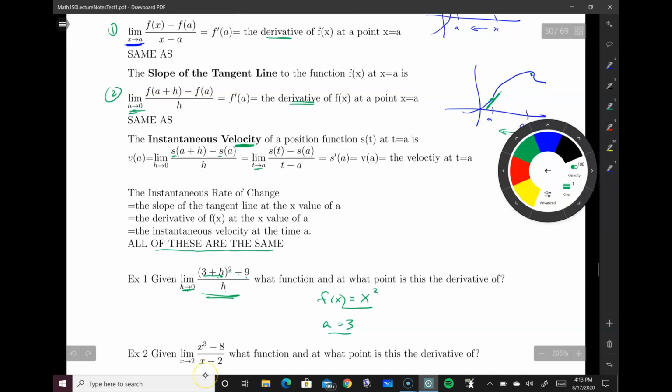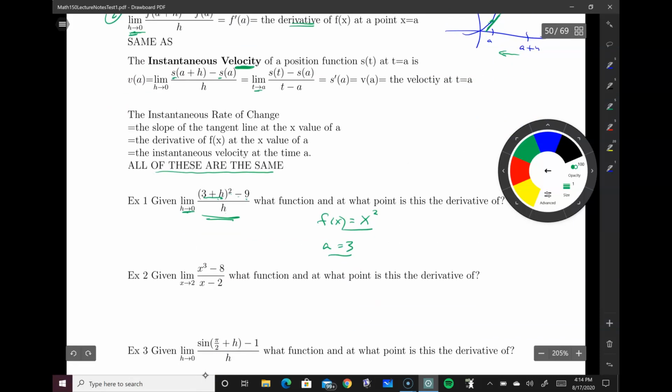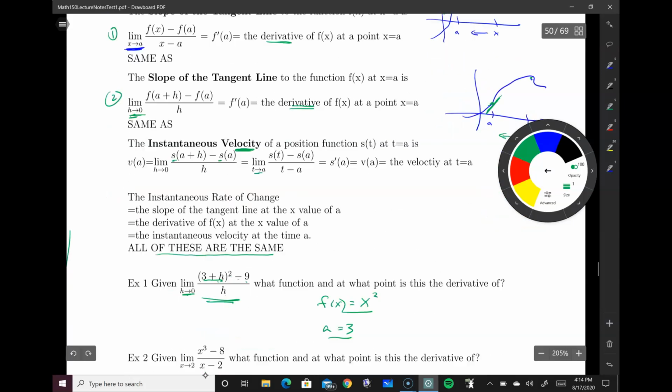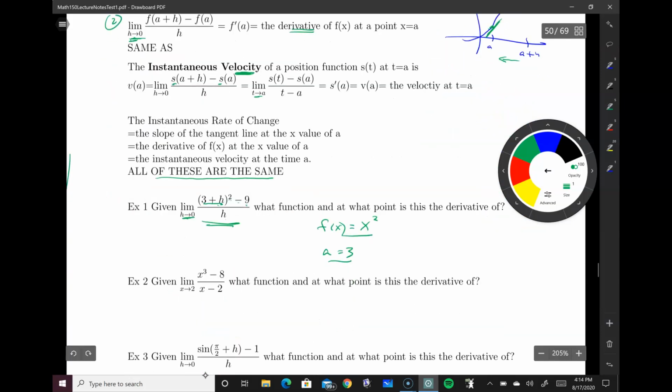All right, let's look at this next one. This looks like the definition without h. So the definition without h, let's look at it again. So x minus a on the denominator, f of x minus f of a on the numerator. All right, so because it's explicitly said, I think a is going to be 2. And this is f of x, and this is f of a. So f of x has got to be x cubed.